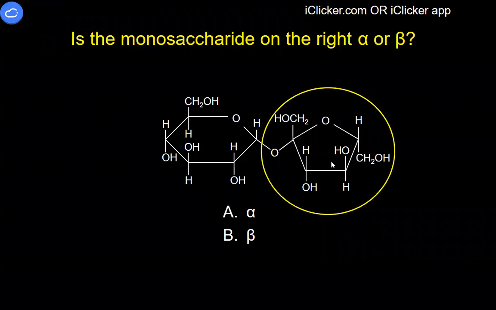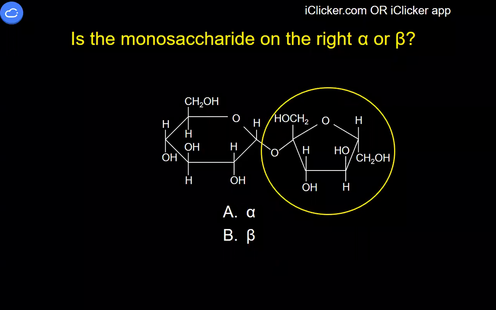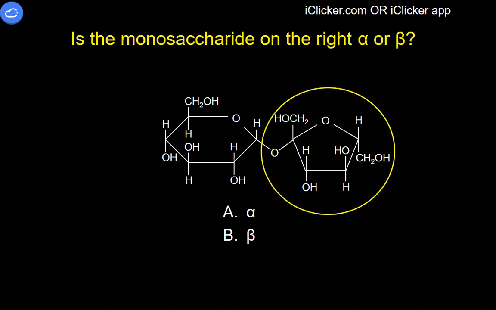So what's the rule? I said to determine alpha or beta, you look at the oxygen that's bound to the anomeric carbon. Is it sticking up or down relative to the highest numbered carbon? We just identified, and I explained in the last question, that this is the anomeric carbon. It's the one with 2 bonds to oxygen. So we want to look at this oxygen here, which is sticking below the plane of the ring, and we want to compare the position of that one to the highest numbered carbon.